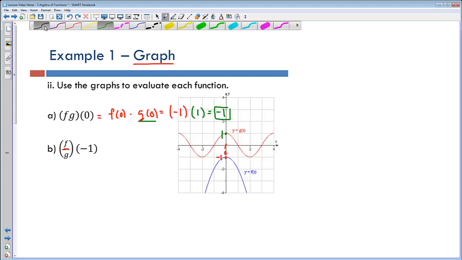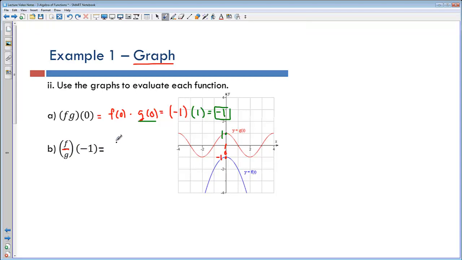And then I'm going to come down here and do f divided by g evaluated at negative 1, and so that's going to be equal to f of negative 1 on top divided by g of negative 1. So that's what this means. And then this says find f of negative 1. So I need to find negative 1 as an input value. So I go to the left, negative 1.